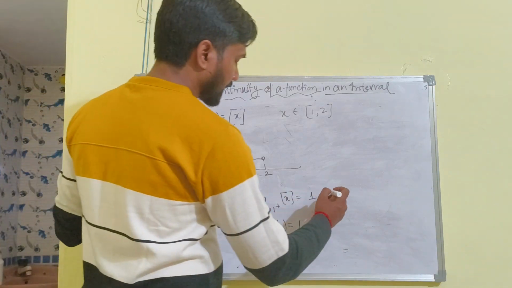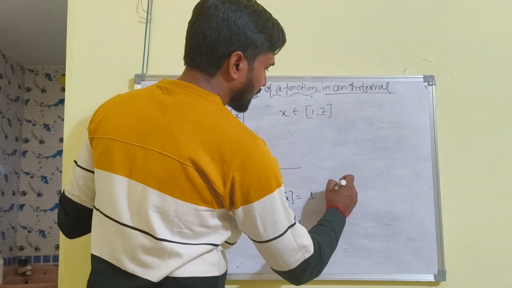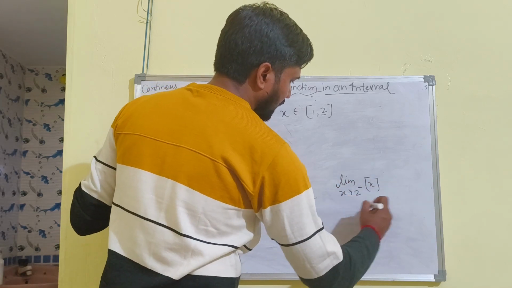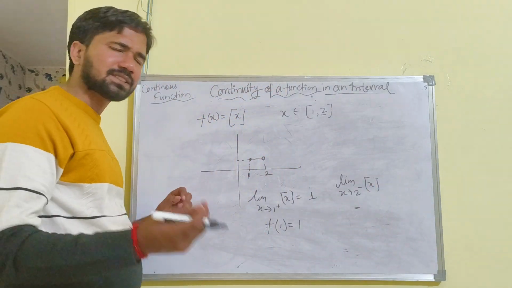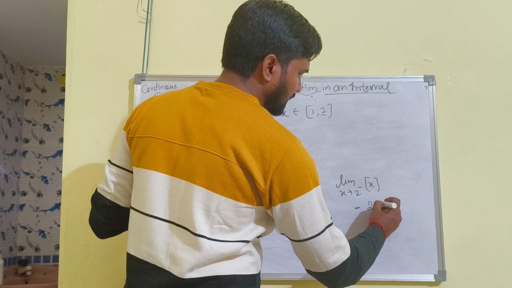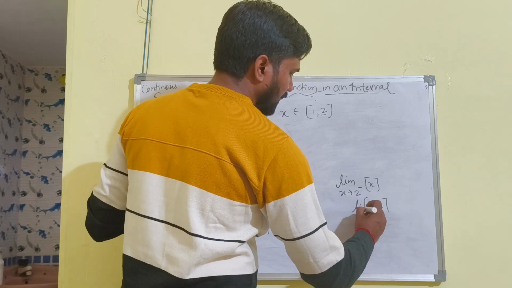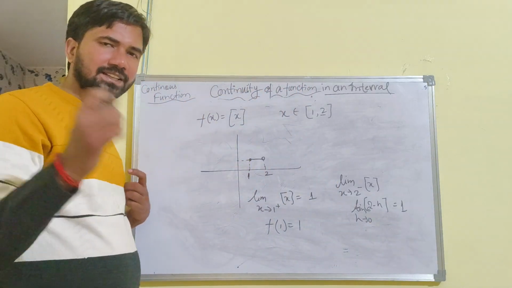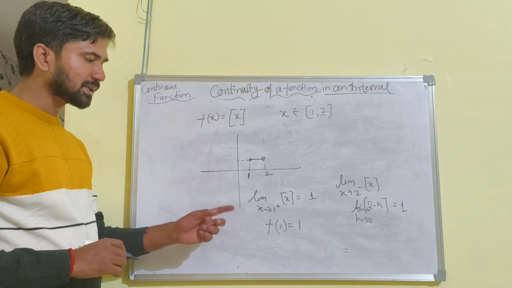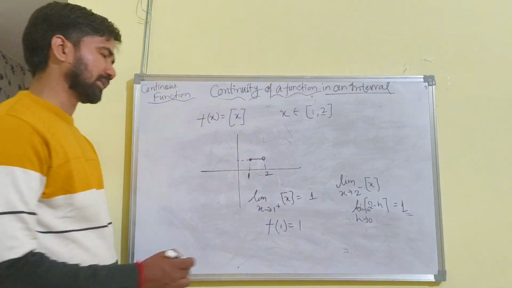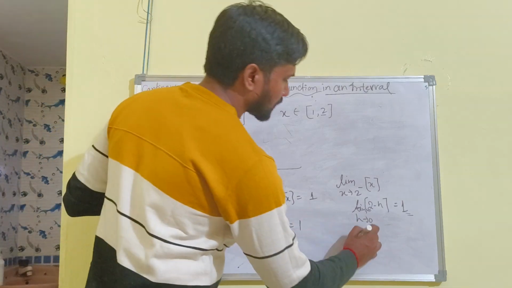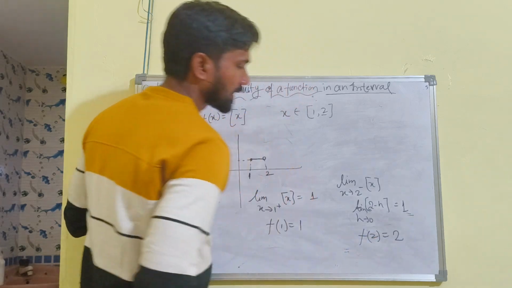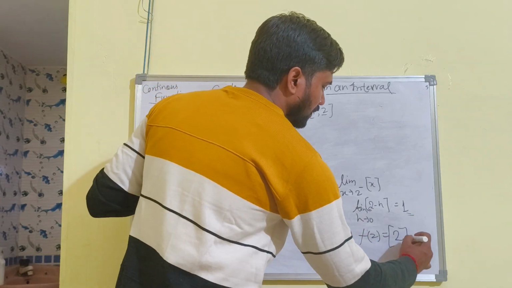Now at b, what do we have to check? The left hand limit, x tends to 2 minus of the greatest integer x. What will come? 2 minus, that is 1.9 and something, which we can write as 2 minus h, with h tending to 0. What will come? 1, because the greatest integer of 1.9 is 1. So the left hand limit is 1. But what about f(2)? It is 2, since the greatest integer of 2 equals 2.